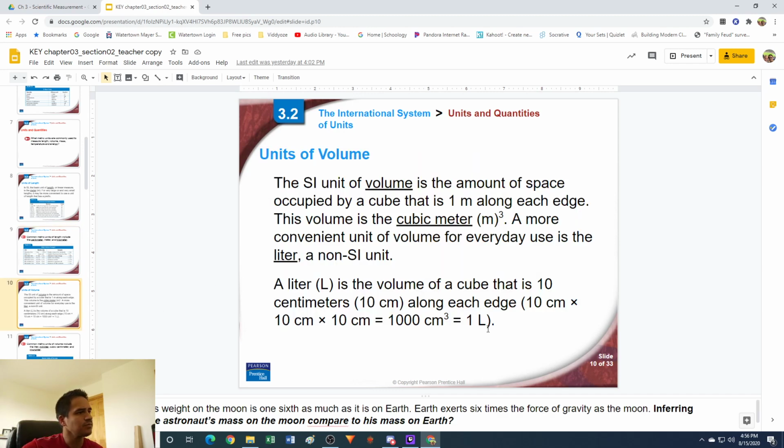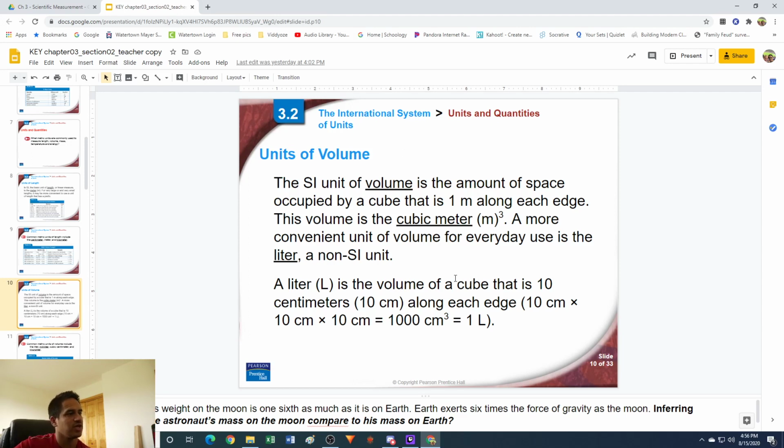As for volume, the SI unit of volume is not the liter, it's actually the cubic meter. The liter, which is a more commonly used unit and is not technically an SI unit, though it is in the metric system, is a derivation of the cubic meter. So 1 liter is the volume of a cube that's 10 centimeters by 10 centimeters by 10 centimeters. So that is 1,000 cubic centimeters, right, or 1 liter. So the liter is smaller than a cubic meter. A cubic meter is a cube that's literally a meter wide by a meter tall by a meter thick. It's pretty big.